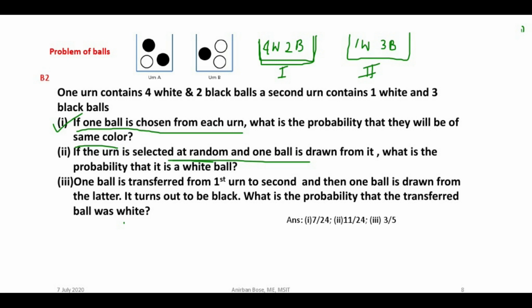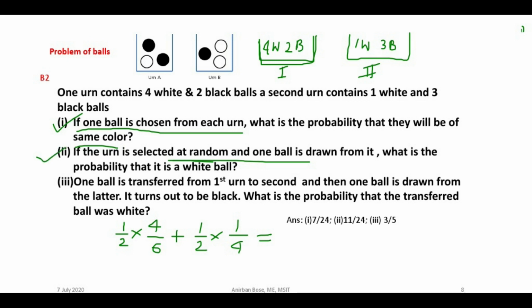To be white, if urn 1 is chosen, the probability of urn 1 being chosen is half. If urn 1 was chosen, the probability that the ball drawn is white is simply 4 by 6. Or the ball can be white if urn 2 is chosen. The probability of urn 2 being chosen is half, and the probability that it will be white is 1 by 4. If you simplify, you will get the probability that the ball will be white. In this way we can solve problem number 2.